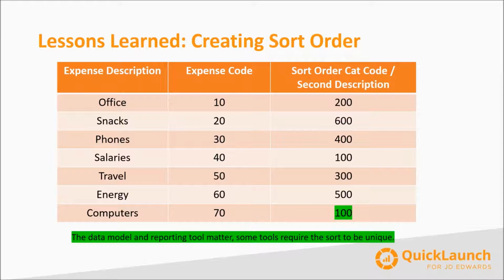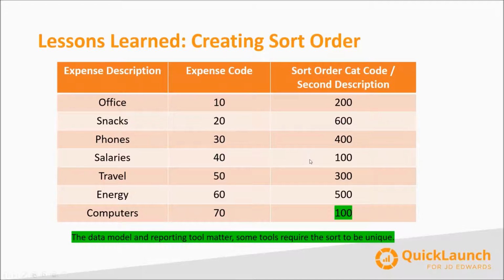So that's that idea where computers is sort order 100 also, where you might think, well, I have expense code 70 and the sort code would follow after that. The metaphor people always like to use when describing why this doesn't work is you can sort cities by region, but you can't sort regions by city. I had to think about that the first time I heard it, but it does make sense.